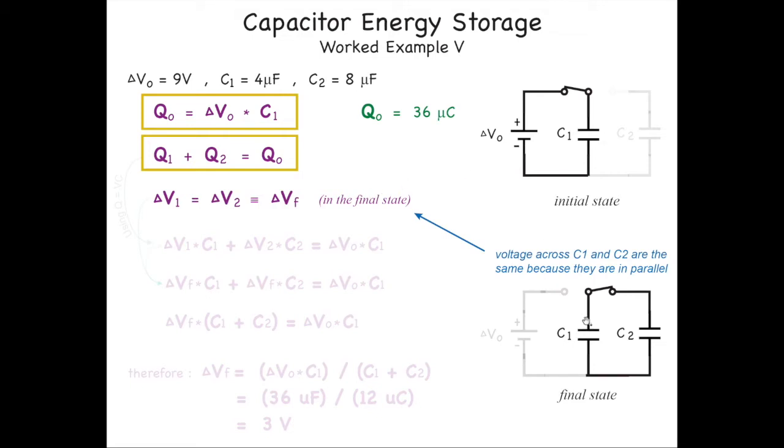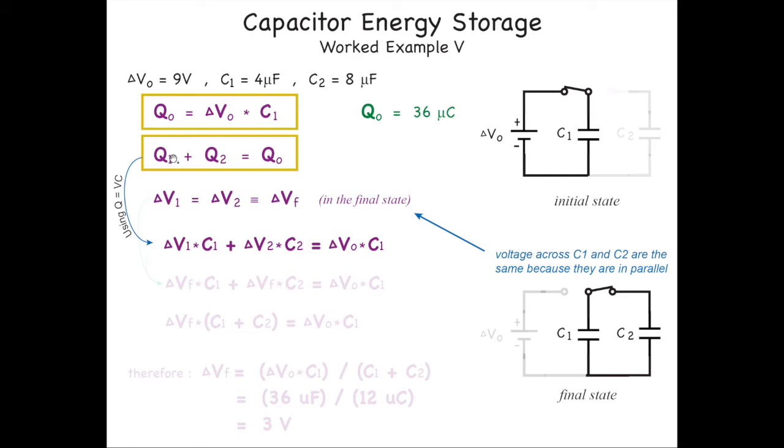In the final state, you notice that C1 and C2 are just connected in parallel. The upper plates of C1 and C2 are connected with a simple wire, and the lower plates of capacitors C1 and C2 are connected by a simple wire. So they are truly in parallel, which we've determined previously means that the voltage across C1 and the voltage across C2 must be identical. For simplicity, let's label that as delta VF. It's delta V1 equal to delta V2, and to give it a common name, we'll call it delta V final.